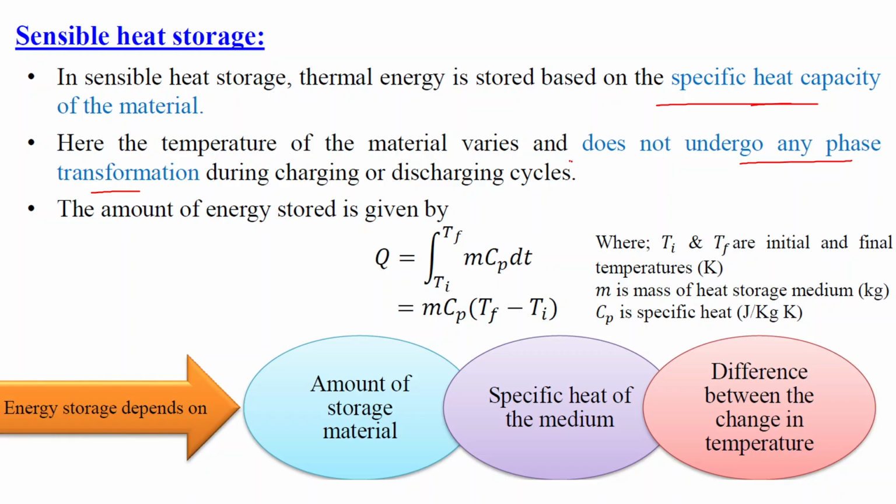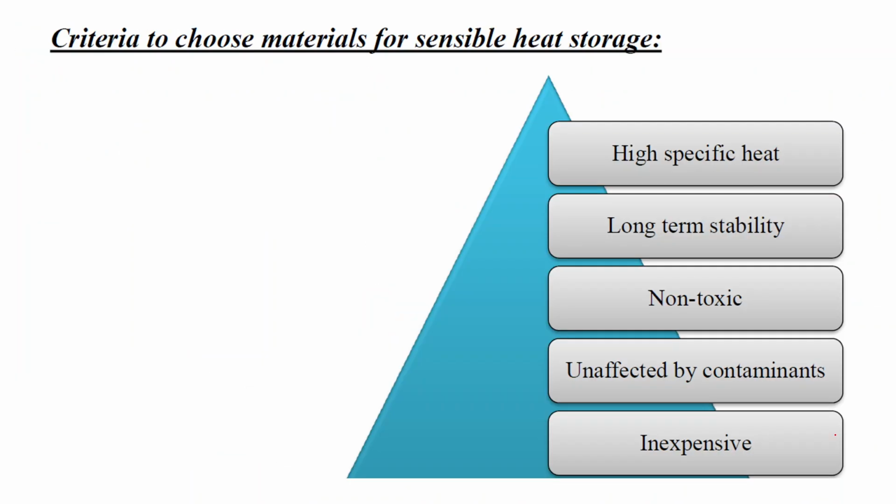Okay, the temperature of the material varies and it does not undergo any phase transformation during the charging or discharging cycle, and this is the formula. The amount of energy stored can be measured using this formula. So the energy stored depends on the amount of the stored material, the specific heat of the medium, and the change in temperature. Okay, now coming on to the criteria to choose materials for heat storage. They should have high specific heat, long-term stability, should be non-toxic, unaffected by contaminants, and should be inexpensive.